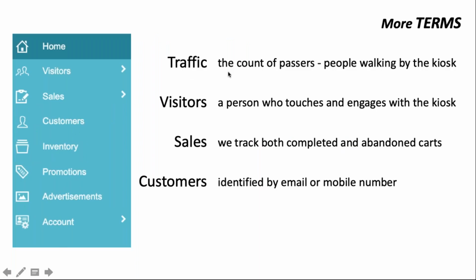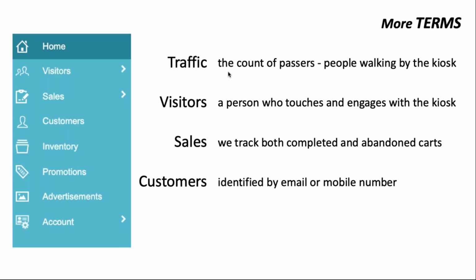Just to give you a quick overview of some terms, the traffic is the count of the people that are walking by the kiosk. So that's the traffic. As long as they look towards the machine and the machine camera can capture their eyes, they will be considered a part of that traffic count. The visitors is someone that touches and engages with the kiosk. So they must walk up to it and touch it to be considered a visitor.